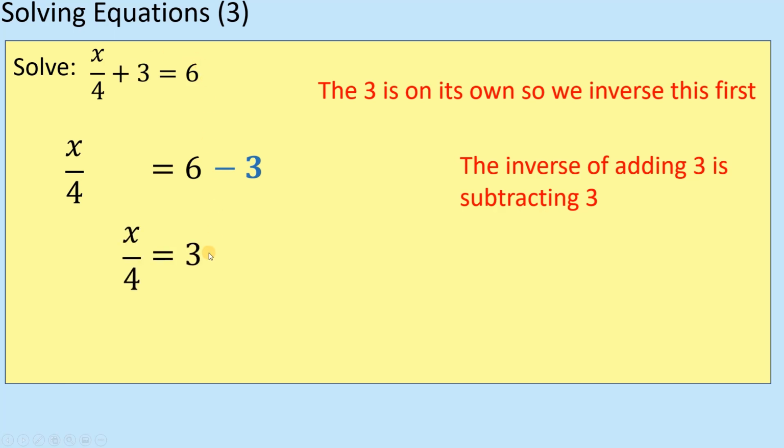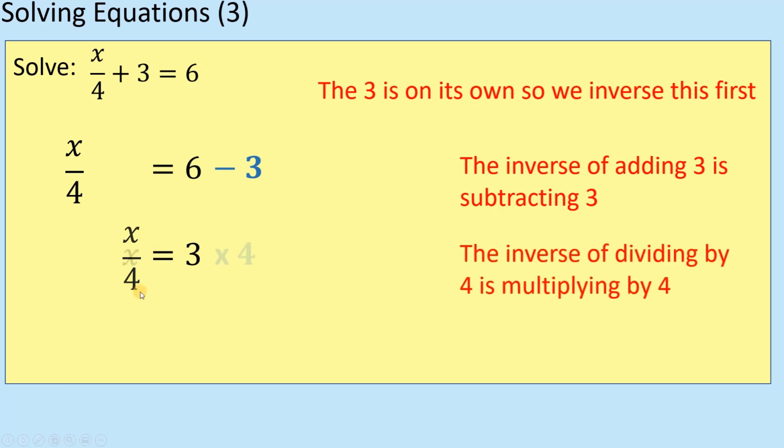So x over 4 equals 3. Well, this is divide by 4, so the inverse is to multiply by 4. I'm going to times it by 4, and therefore my answer is going to be 12. By all means, let's check it. What's 12 divided by 4? 3. Plus 3 is equal to 6.